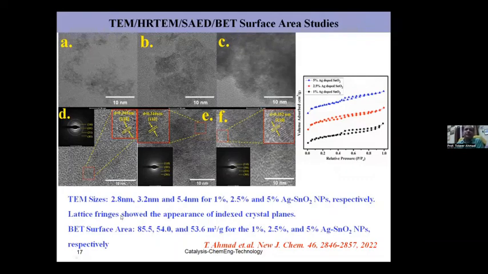These are the detailed HRTEM, selected area electron diffraction, and high resolution transmission electron microscopic studies, which show that the lattice fringes are clearly indexed with the lattice planes as reported in the X-ray diffraction pattern. And here the distinct circular rings in selected area electron diffraction are also indexed with the X-ray diffraction pattern. We obtained a very high surface area using the BET surface area studies, and we report it for the first time for silver doped SnO2 nanoparticles.